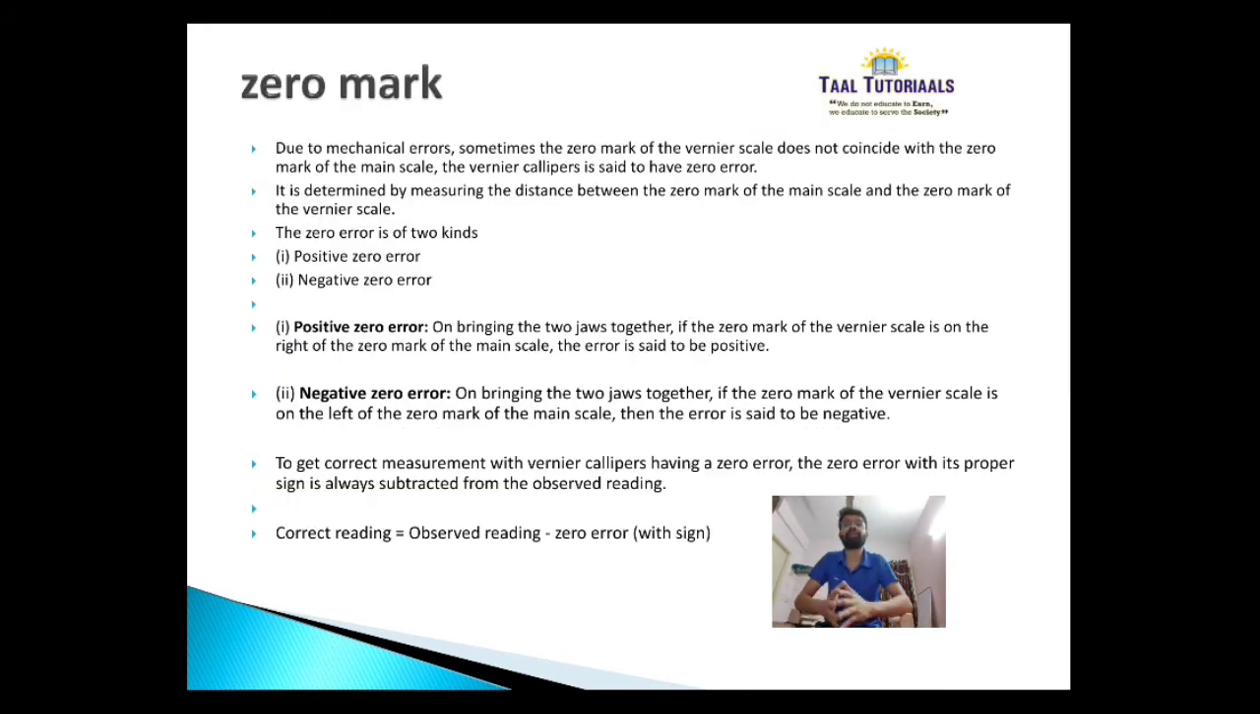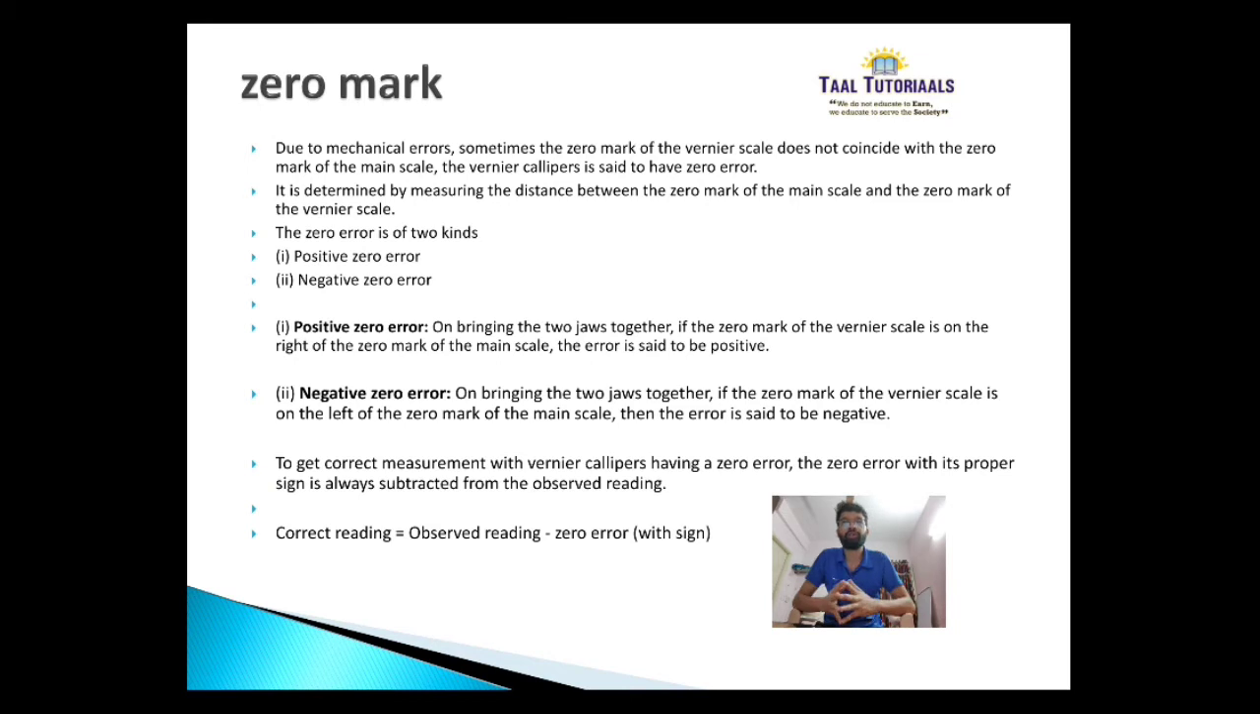Now this is something about the zero mark, or zero error as it is also known. Due to some mechanical issue, sometimes the zero mark on the vernier scale does not match with the zero mark on the main scale. It should match like this. If it is not matching, this means there is zero error. It is determined by measuring the distance between the zero mark of the main scale and the zero mark of the vernier scale. So there are two types of zero error.